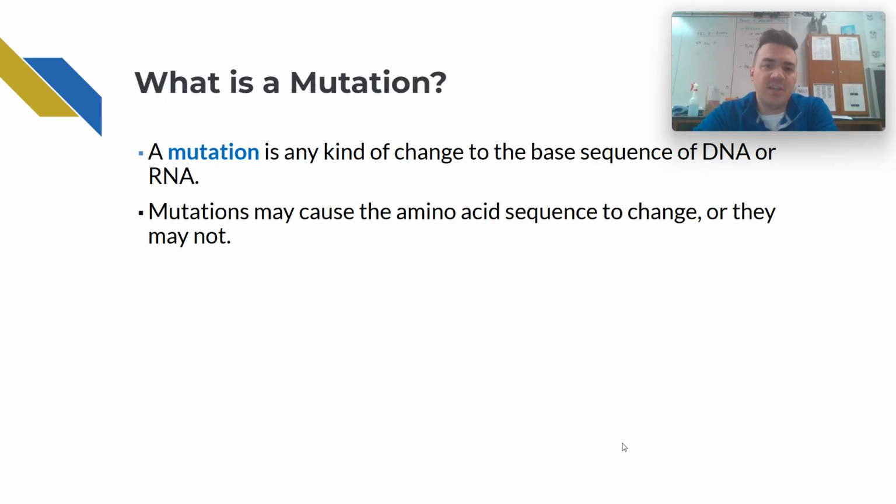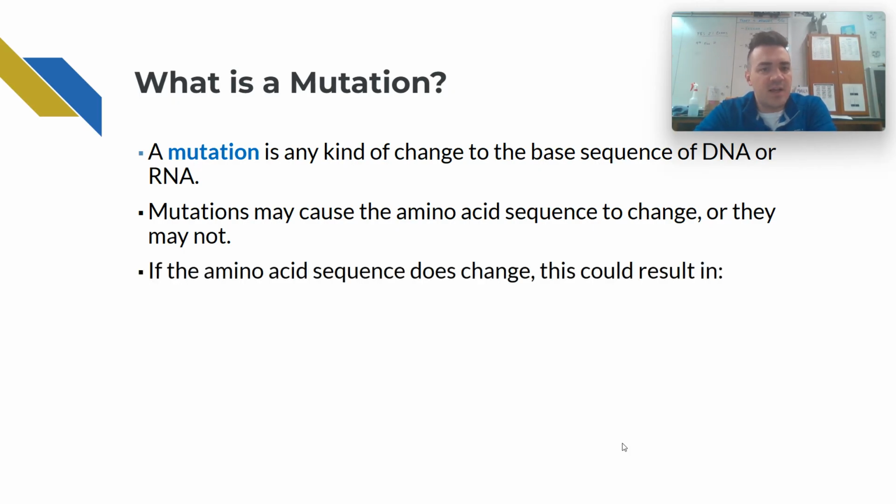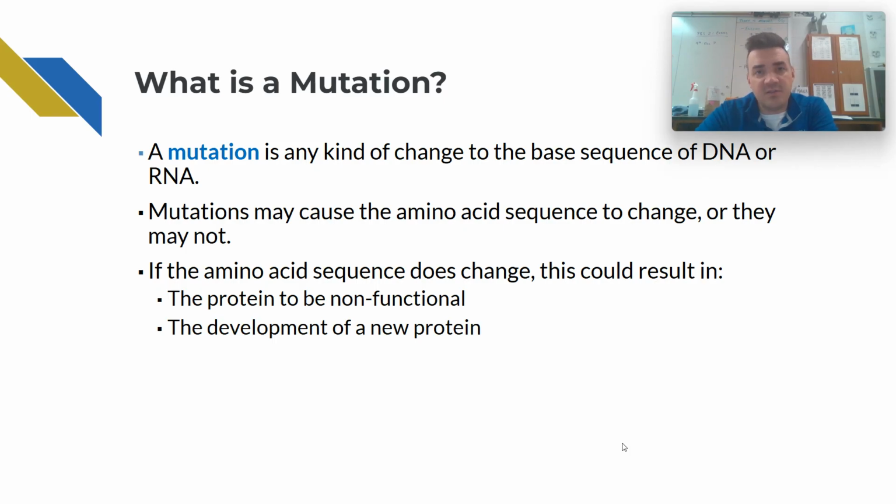Now, mutations can cause the amino acid sequence of a protein that a gene codes for to change, but they also cannot. We'll look at some examples of those. But if the amino acid sequence does change, this could result in the protein that gene codes for, that protein that's produced, not working anymore. It could also lead to the development of a new protein, and this is really important for new genetic information, for the generation of possibly new traits.